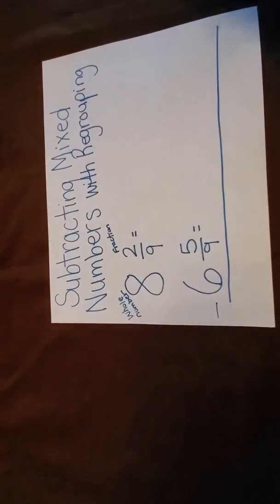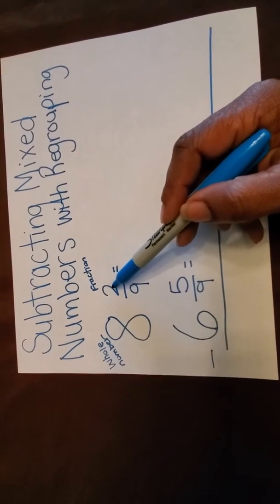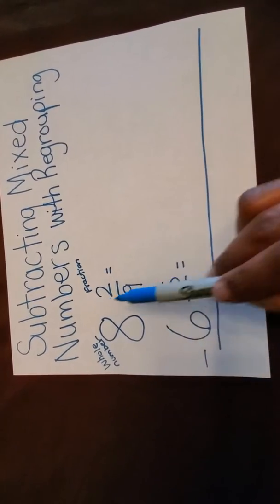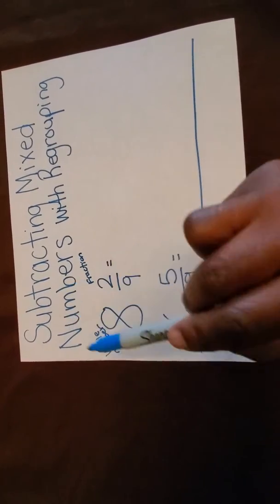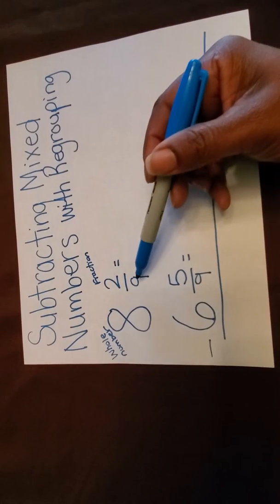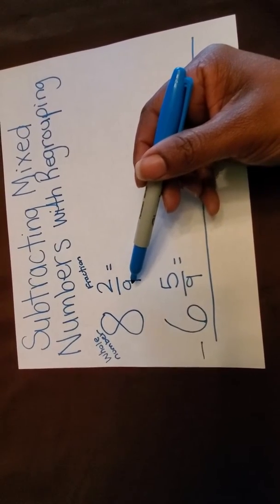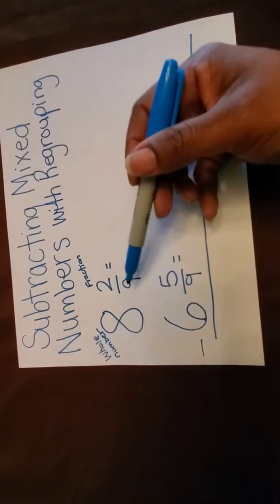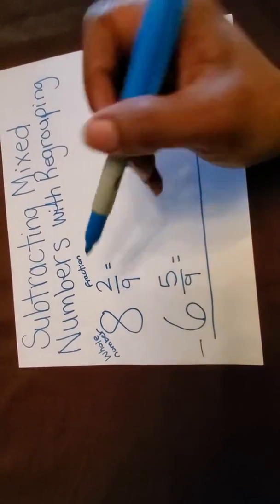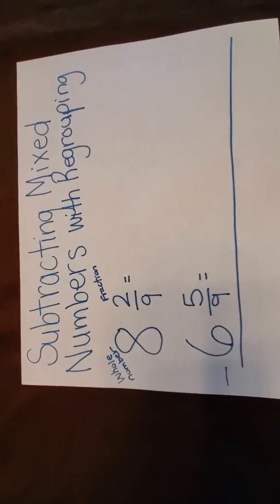However, if you look at the fractions, as soon as you look at it, you say, well, this numerator, the numerator is on top, is smaller than this denominator. However, this is the largest mixed number, so you know it's in the right place. The denominator for both like denominators is 9. This is a 2, this is a 5. If you have 2, you cannot take 5 away. So you have to regroup.